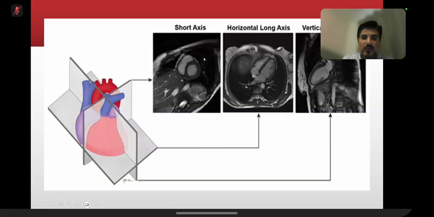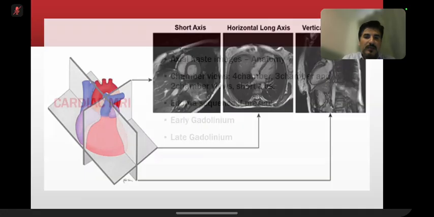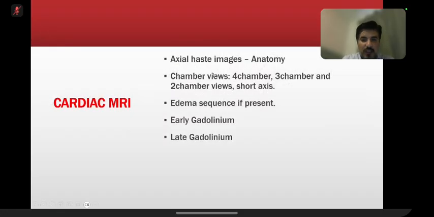So we take short axis images, we call them short axis images. We call this the left ventricular two-chamber view, and this is the four-chamber view. Sometimes we take a three-chamber view as well, and I will show you that. So we have different chamber views: short axis, two-chamber, four-chamber, and three-chamber views.